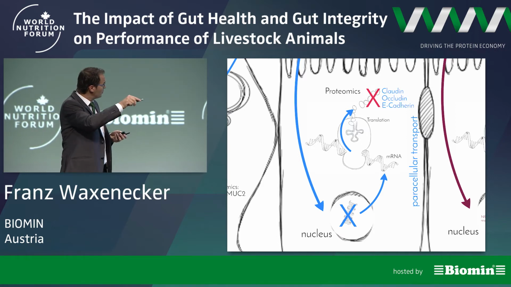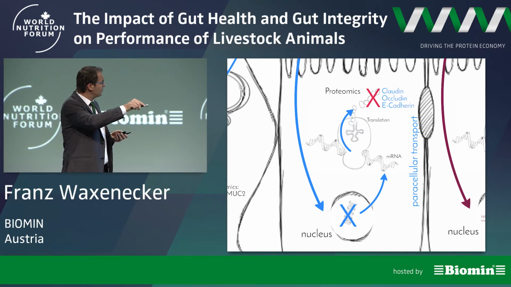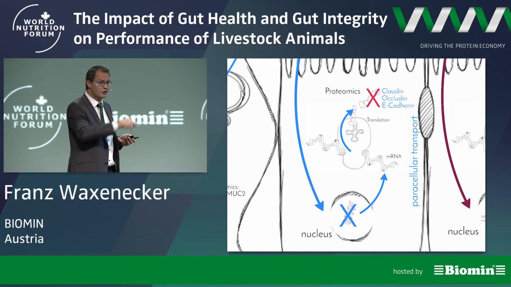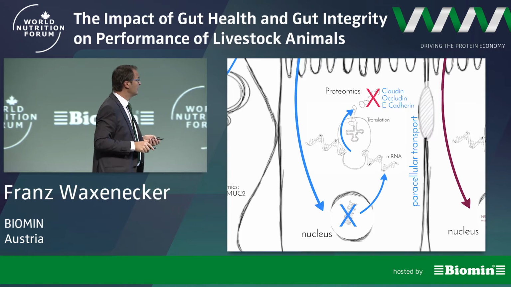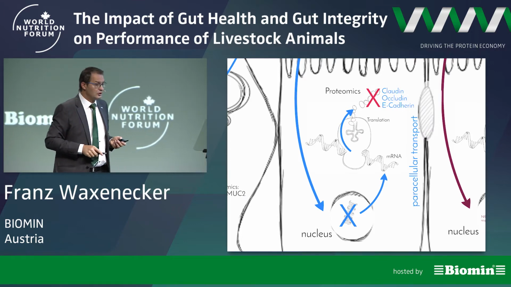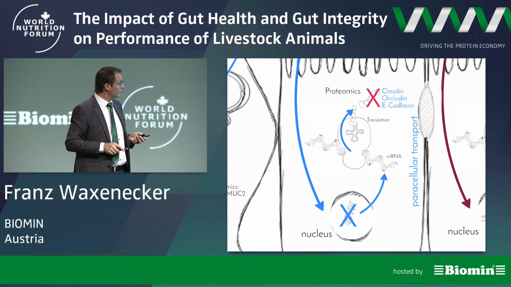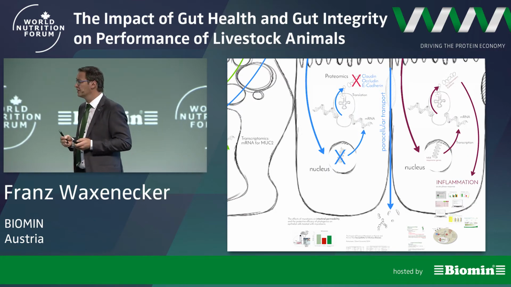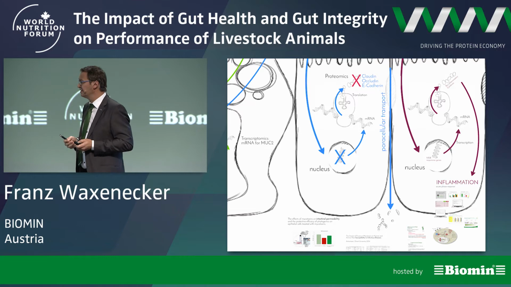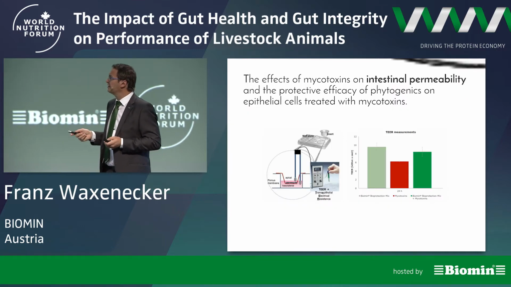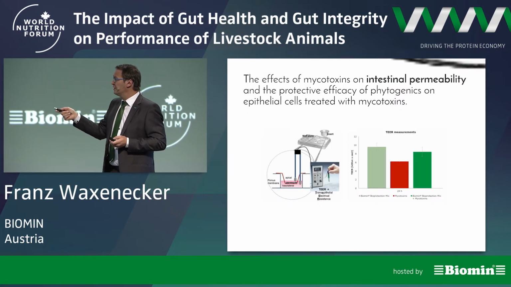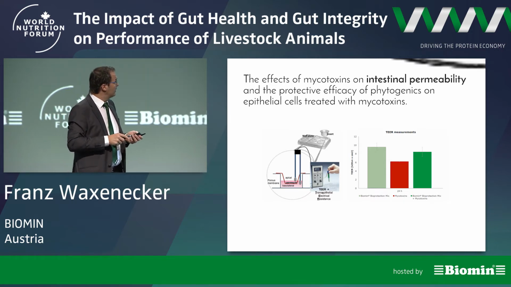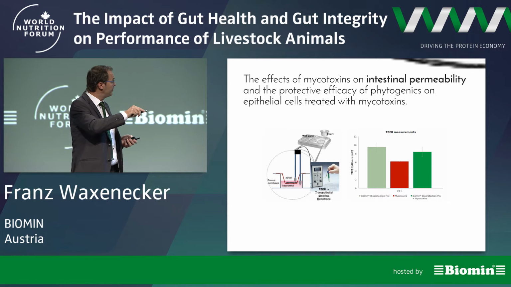So once DON is blocking this pathway, it comes to a blockage of the formation of these tight junction proteins, which leads to an increased paracellular transport of potential pathogens. And this was nicely shown in different studies. First of all, in this study done by BIOMIN, measuring the impact of mycotoxin on the intestinal permeability in an in vitro model.